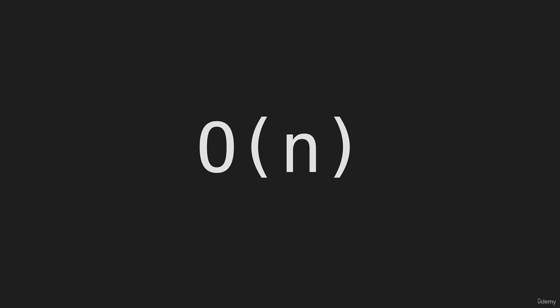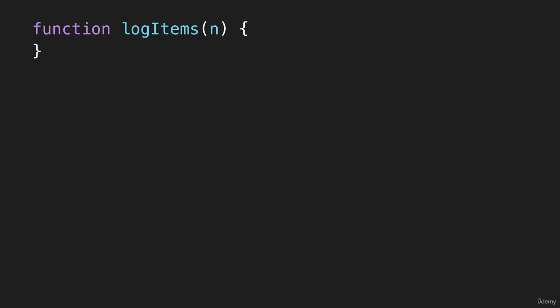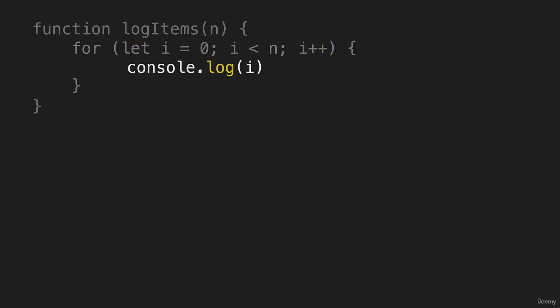So now we're going to look at our first big O notation. And I start with O of n, not because it's the most efficient or least efficient, but because I think it's the one that's easiest to get your head around. So I'm going to explain this with a function. I'm going to call this function log items, and we're just going to console log out some items. So we're going to run a for loop, and the for loop is going to run n times. And then we're going to console log out i from the for loop. And that's it. Pretty simple code.